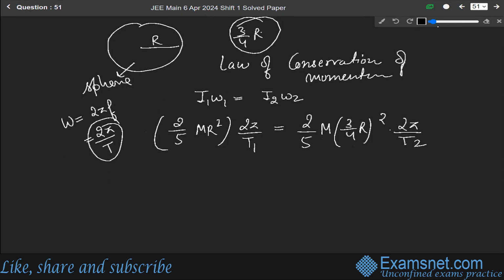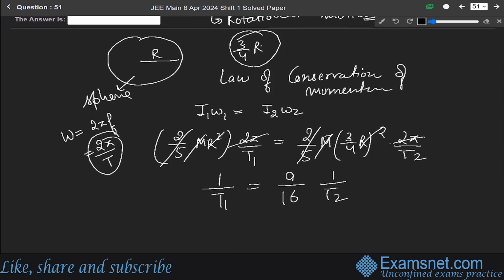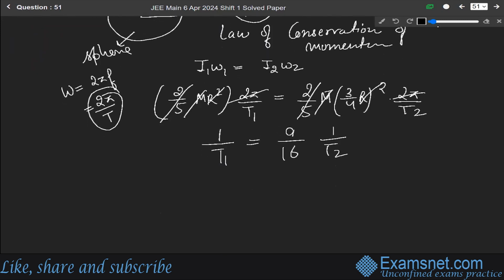So 2 by 5 cancels out, M cancels out, R squared cancels out, and 2 pi cancels out. So it will become 1 over T1 and 3 by 4 whole squared means 9 over 16 into 1 over T2. We have to find T2 when T1 is, if the radius of the Earth is reduced to 3/4 of its present value without change in its mass, then the duration of the day of the Earth. Duration of day of the Earth means T1. We will take T1 as 24 hours.